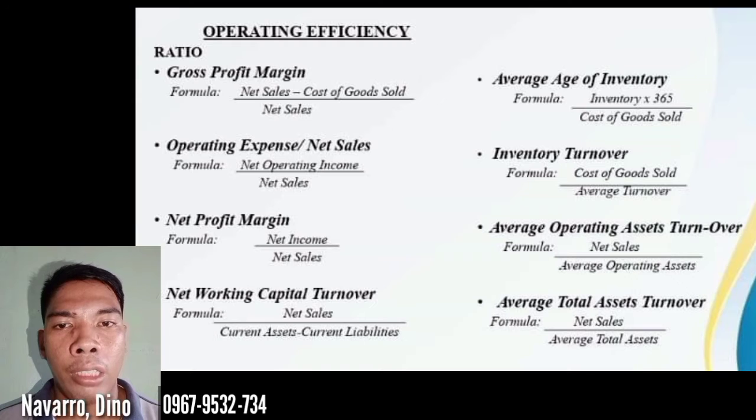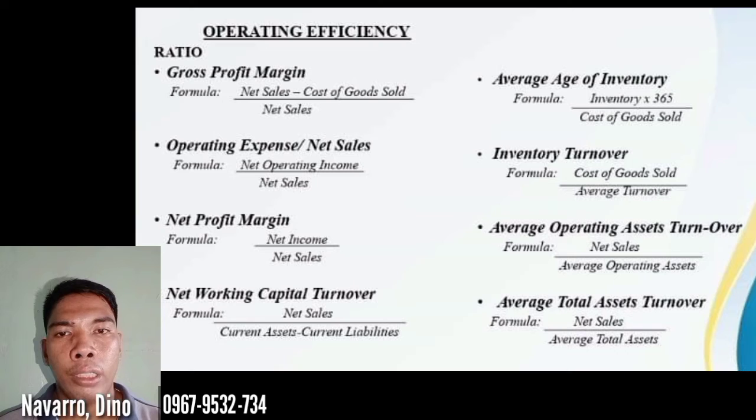Net working capital turnover formula: net sales divided by current assets minus current liabilities. Net sales working capital turnover tests the efficiency with which net working capital is utilized. It shows the number of pesos of net sales the business has obtained for each peso of net working capital.